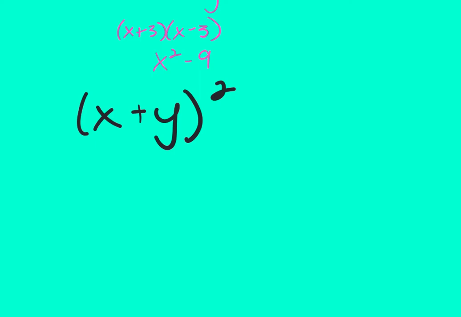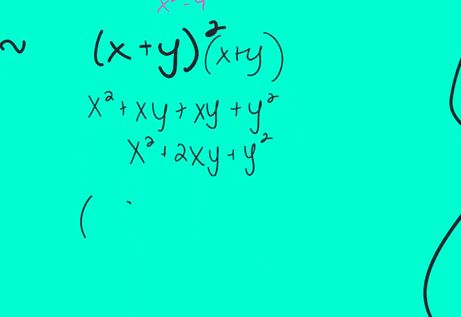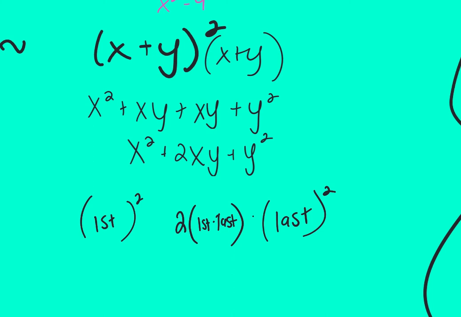If I had a square of a binomial, so x plus y squared, I could FOIL it out. I'd get x squared plus xy plus xy plus y squared, and x squared plus 2xy plus y squared. Or the shortcut is square the first, square the last, and then double the product. This will always be a plus. This is going to take the sign of that middle term. So if it's a product, I use it to actually multiply the signs.